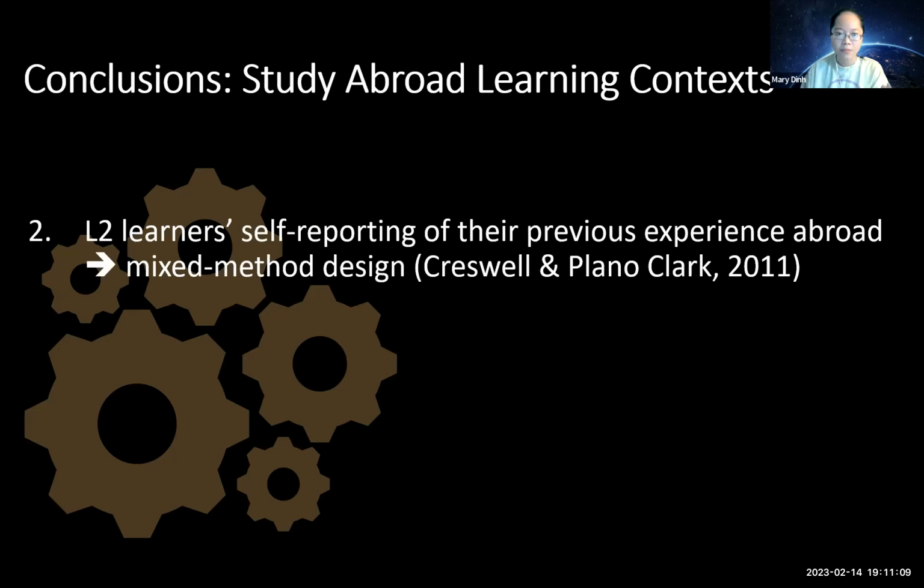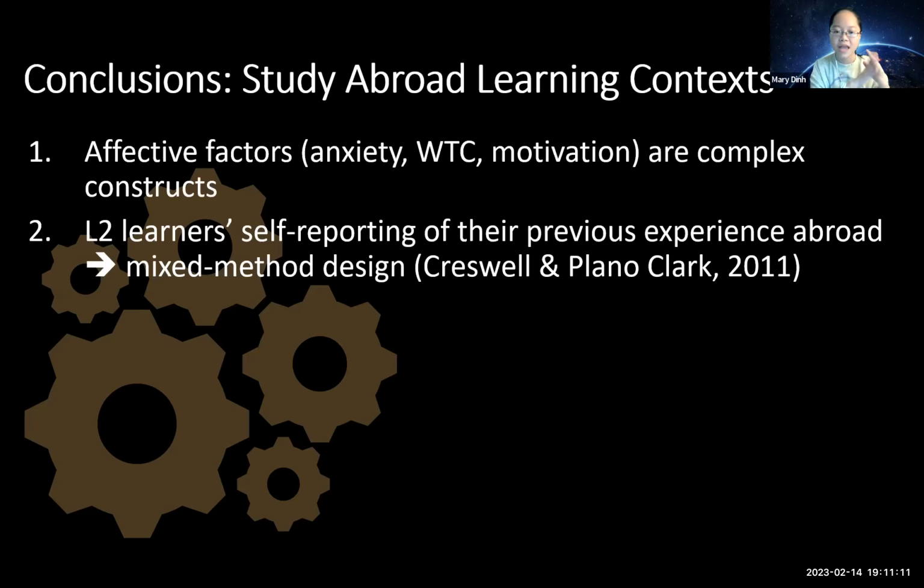But there are many affective factors that can affect their success in study abroad and their engagement with that context in order to become a successful language learner. The three most prominent ones are their anxiety, their willingness to communicate level, and their motivation. But it's a very complex construct. They can overlap and relate with each other depending on how we define the variables, as I just showcased in the previous slide.